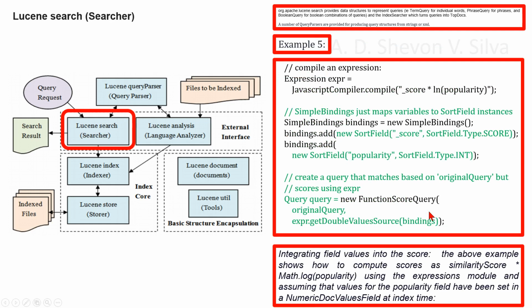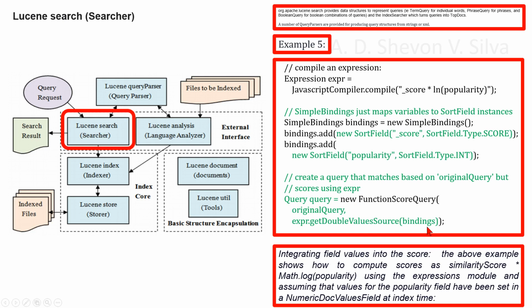In this example, you can see integrating field values into a score. This example shows how to compute scores as similarity score multiplied by Math.log of popularity using the expressions module, and assuming that values for the popularity field have been set in a numeric doc values field at index time.